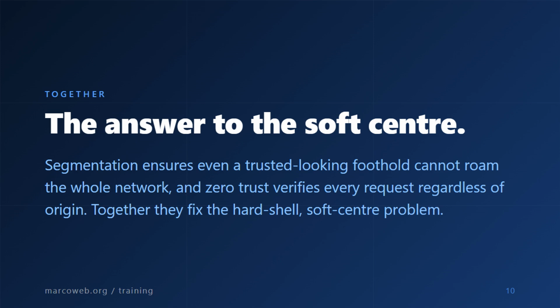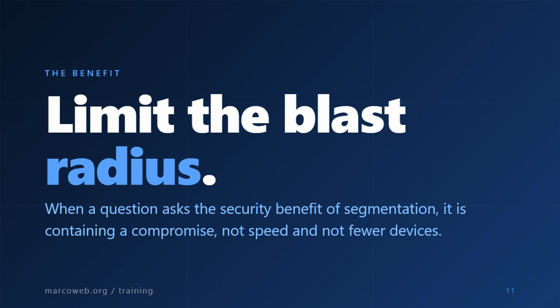Together, segmentation and Zero Trust fix the hard shell, soft center network. Segmentation ensures even a trusted-looking foothold cannot roam the whole network, and Zero Trust verifies every request regardless of origin. And the benefit to name is limiting the blast radius. When a question asks the security benefit of segmentation, it is containing a compromise, so one breach does not become total, not making the network faster and not reducing the device count.